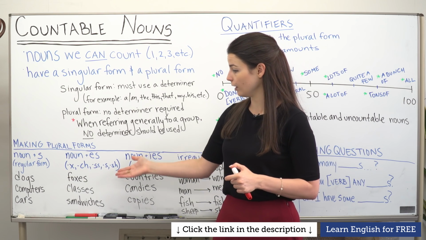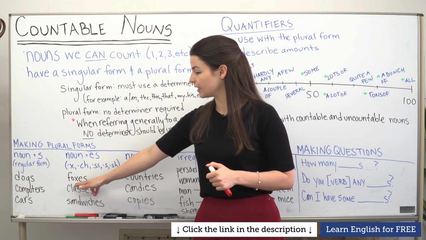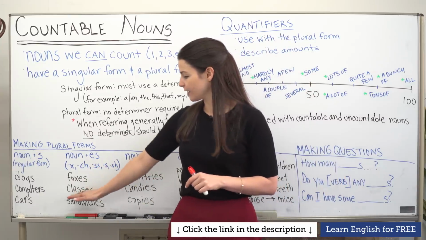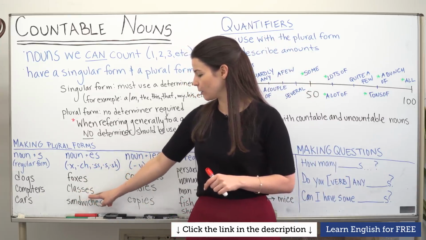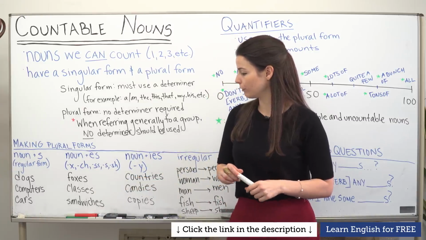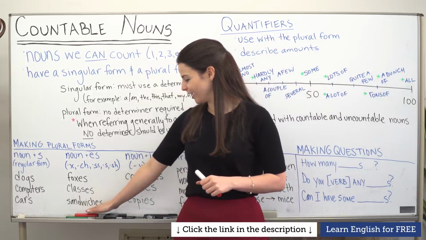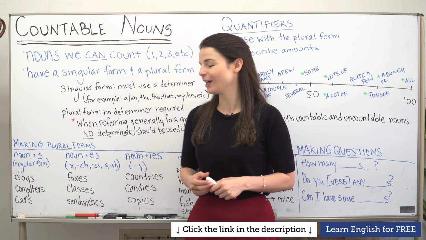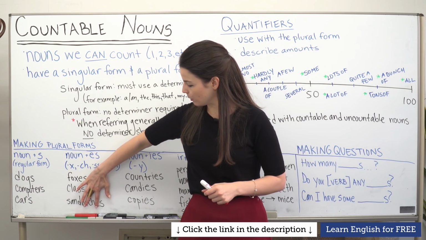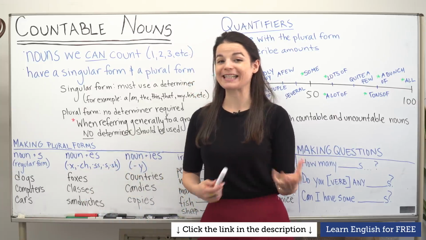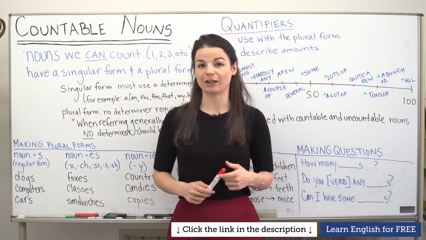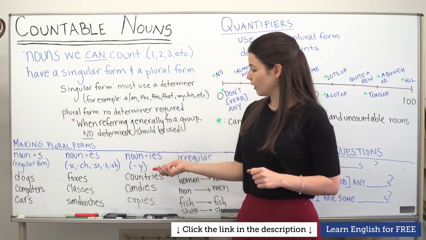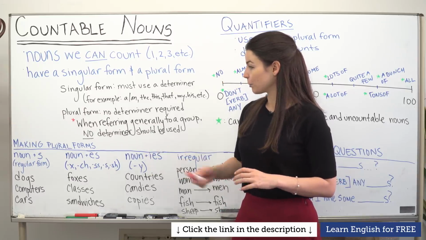But some examples here, foxes, fox ends in X, so it takes ES in the plural form. Classes, class ends in SS, so we take ES for the plural form. Finally, sandwich, sandwich ends in CH, so we add ES, very important. So not sandwiches with no E, but we need to use an E in the word sandwiches. Please be careful. Okay, finally, there is one more different spelling for plural nouns here.